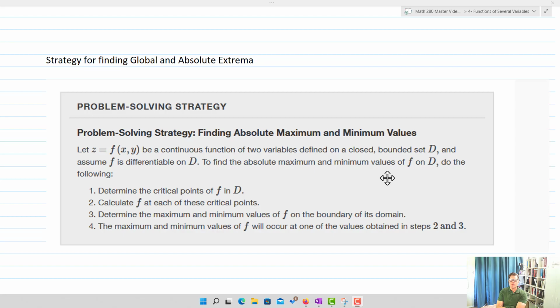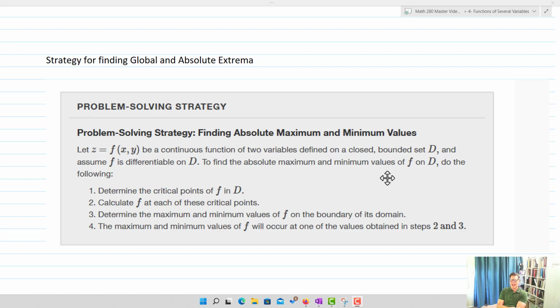We're going to let z equal f of x, y be a continuous function of 2 variables defined on a closed bounded set D, and assume f is differentiable on D. To find the absolute maximum and minimum values of f on D, we're going to do the following. First, we're going to determine the critical values of f in D. Then we'll calculate f, the value of the function at the critical points.